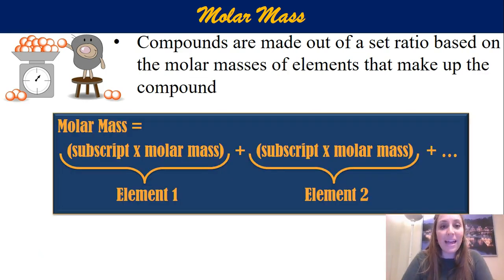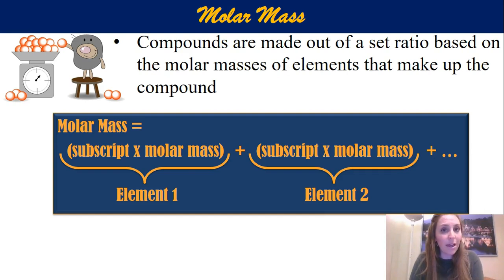Well, the molar mass is found by this. If you have a compound, then the subscript is saying how many moles of that times the molar mass of that element. Make sure this is in parentheses, and then add it to your next element. Same thing, in parentheses, subscript times that element's molar mass. And if you have more than 2 elements, you do it again. If you have like 6 elements, you're going to do it 6 times. It just depends how many elements you have.